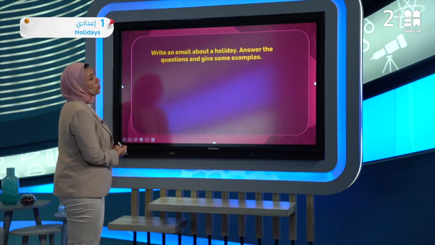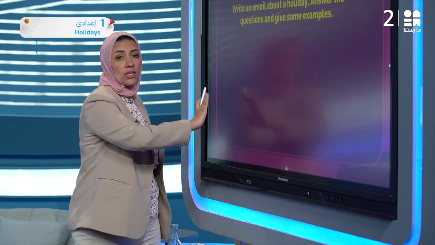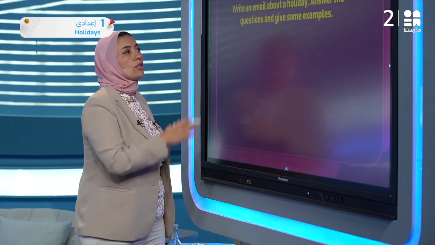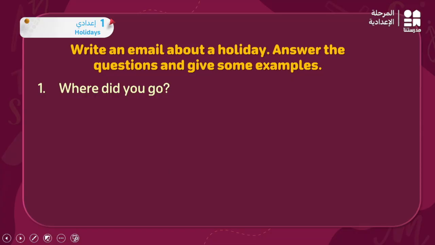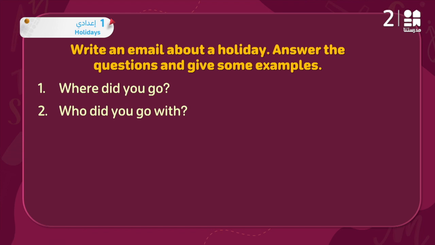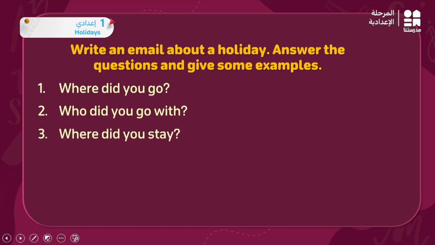Write an email about a holiday, answer the questions. We are going to write an email and we have to answer these questions at first. Where did you go? حضرتك رحت فين؟ I can say I went to Luxor. Who did you go with? I went with my family, with my relatives, with my best friend. تمام. Where did you stay? I stayed in a hotel. أنا قعدت في أوتيل.